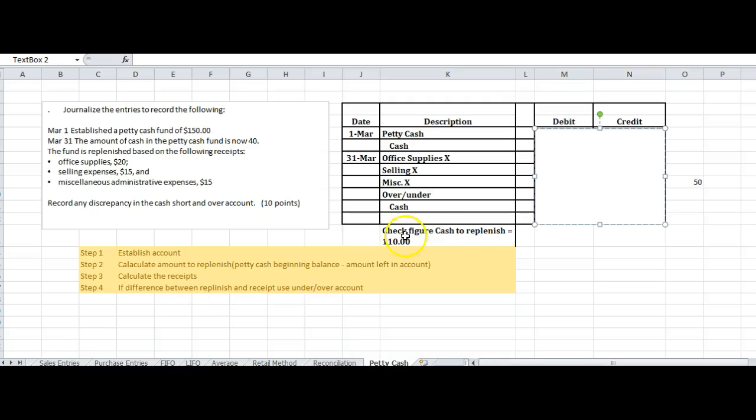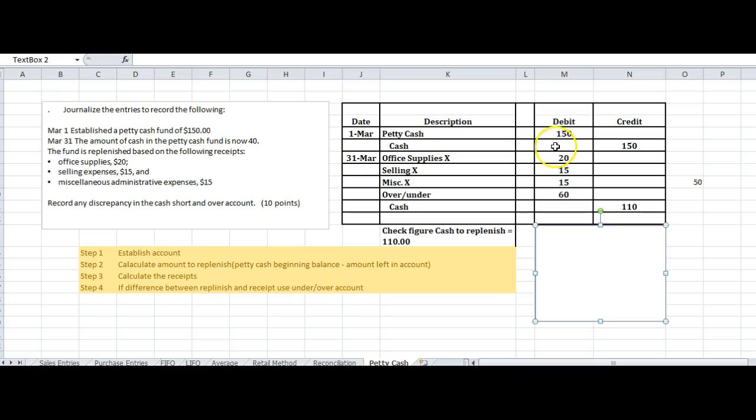Okay, here's the last one. Alrighty, I changed the numbers, the same thing. So we're establishing a petty cash of 150. The amount in the petty cash is now $40. These are our receipts, 20, 15, and 15. I gave you a check figure here, and the check figure kind of gives it all away.